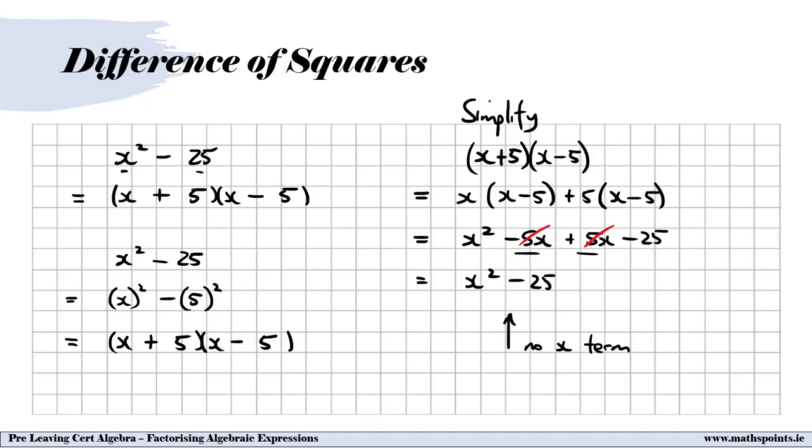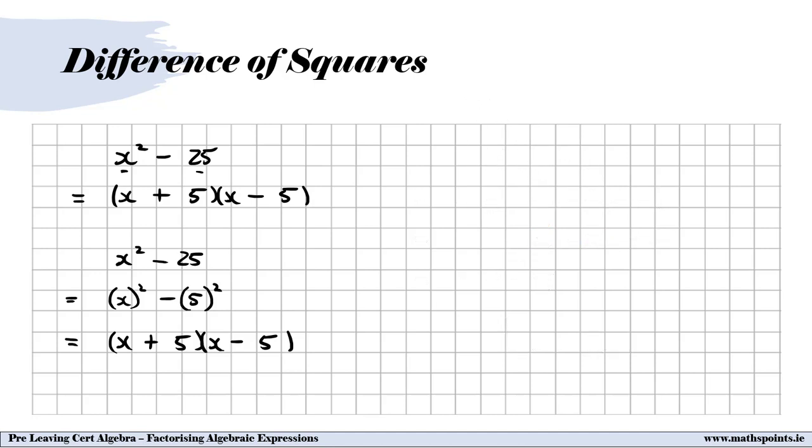Okay, so let's do one more example of one of those. Let's look at something slightly trickier. So we'll just erase the right hand side here. So let's take a look at factorizing. So factorize 9x squared minus 25y squared.